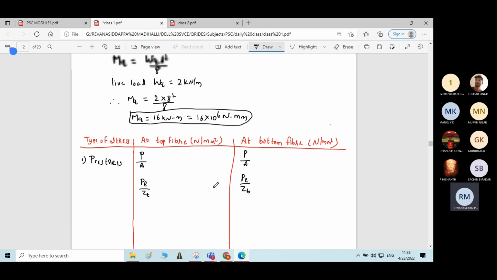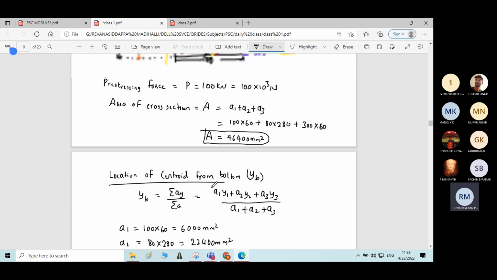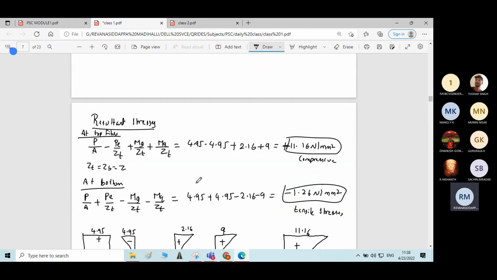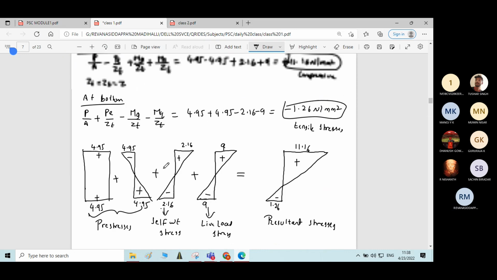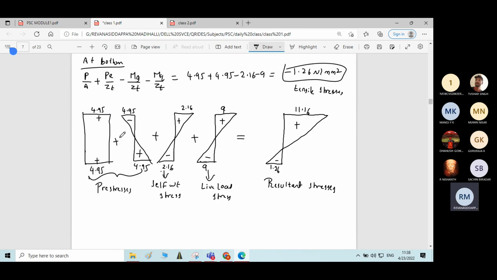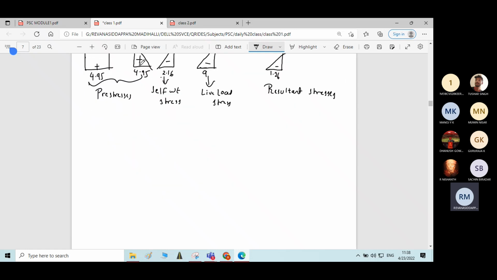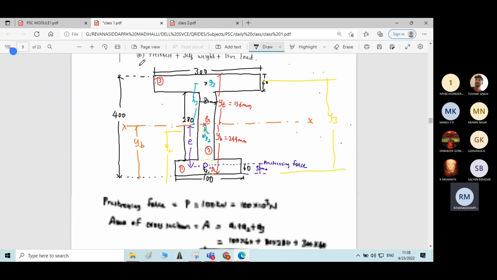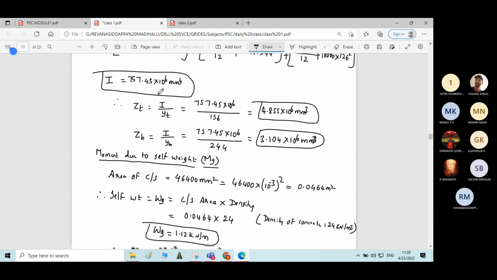Then coming to the sign convention, it will be the same only. See here, you can see at bottom fiber positive sign, at top fiber negative sign. For direct stress it is plus P by A for both the top and bottom. For bending stress due to prestressing force, top fiber is having negative, bottom fiber is having positive sign. I will give the same sign here.